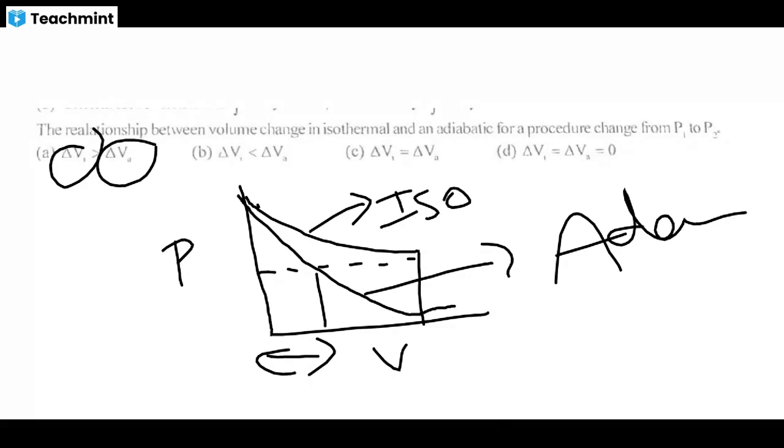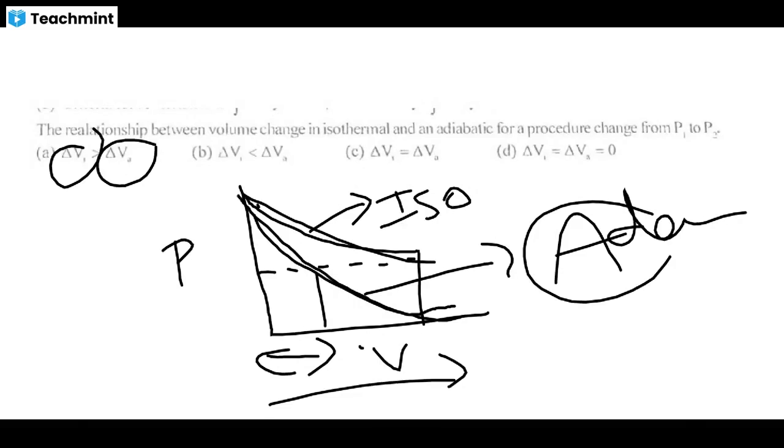For the adiabatic process, the pressure decreases much more than in the isothermal process, but the volume change is very much less in adiabatic compared to isothermal. So in attaining the same pressure change from P1 to P2, the volume change in adiabatic is very small. This is volume, this is delta V, the change in volume. This is delta V for isothermal. This is higher.